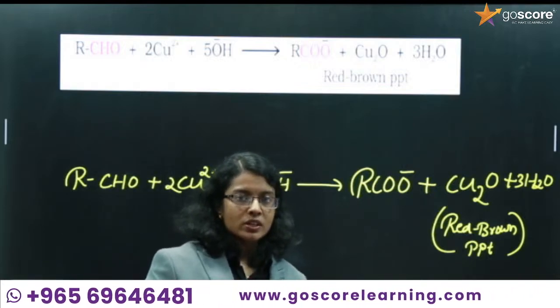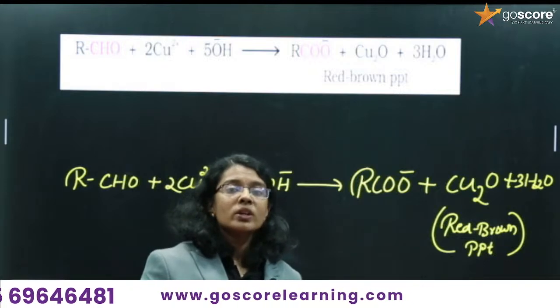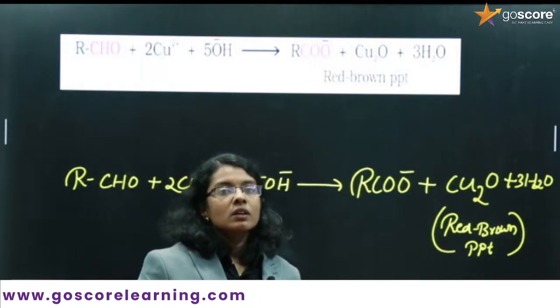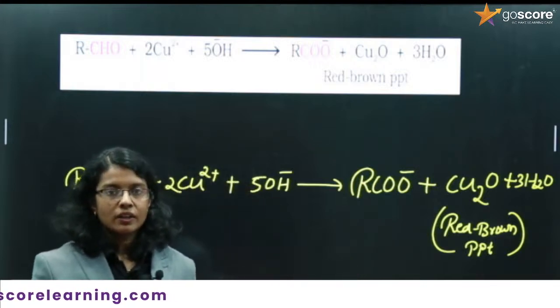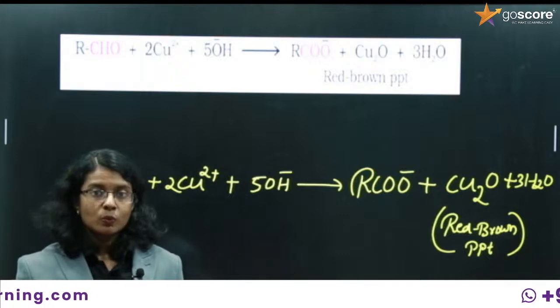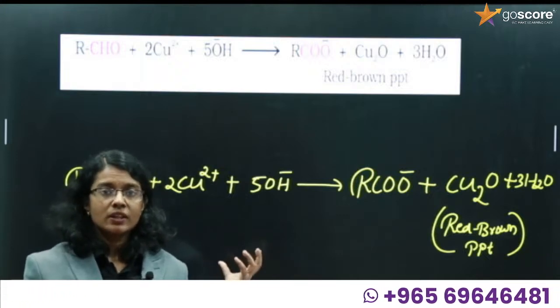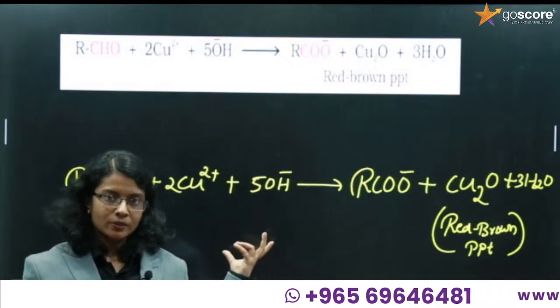First one is Tollens' reagent. What is Tollens' reagent? Ammoniacal silver nitrate solution is Tollens' reagent. On reacting an aldehyde with Tollens' reagent, we will get a bright silver mirror. From that, we can understand that the compound contains an aldehyde.